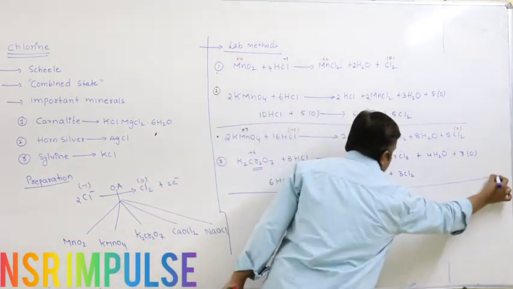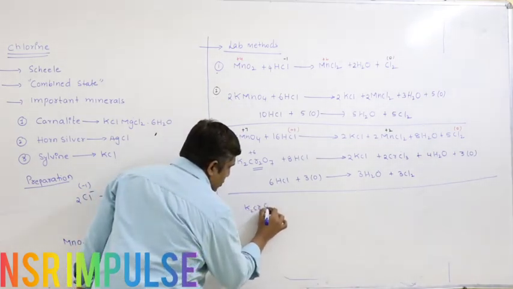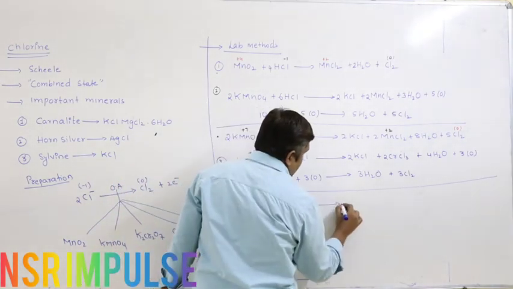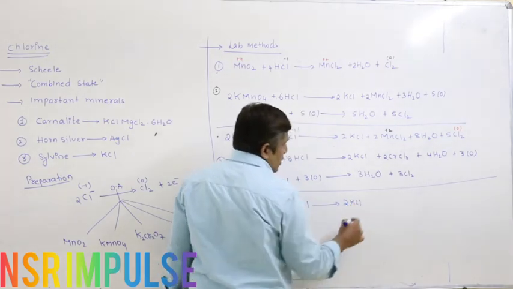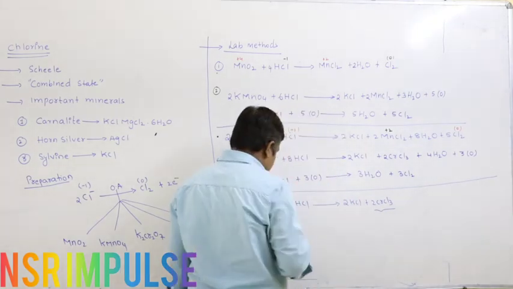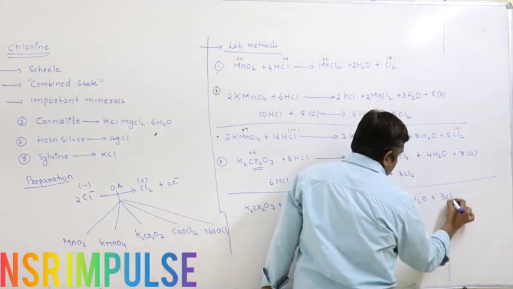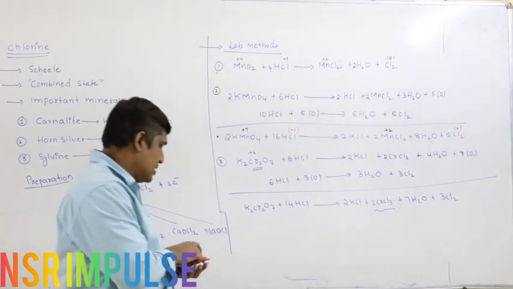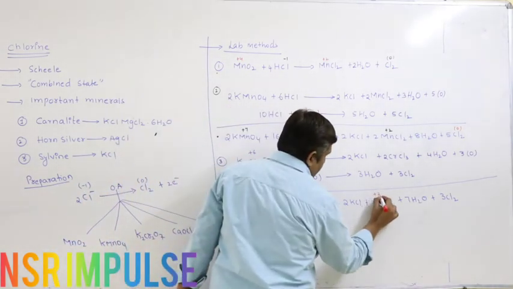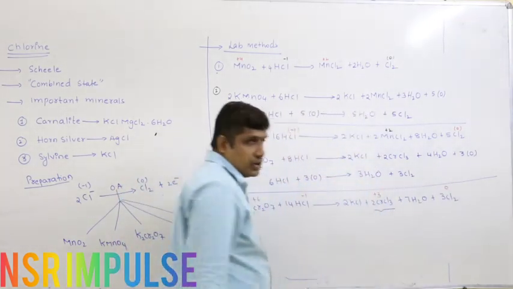So the overall reaction is K2Cr2O7 plus 14 HCl gives 2 KCl, 2 chromium chloride, green color, the color change is also important, plus 7 H2O plus 3 Cl2. So if I assign the oxidation state, chromium +6 to +3, chlorine -1 to 0.